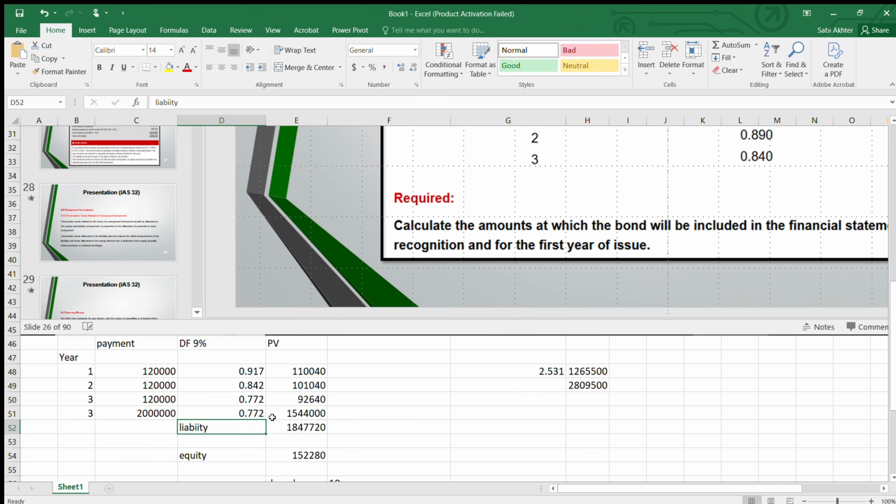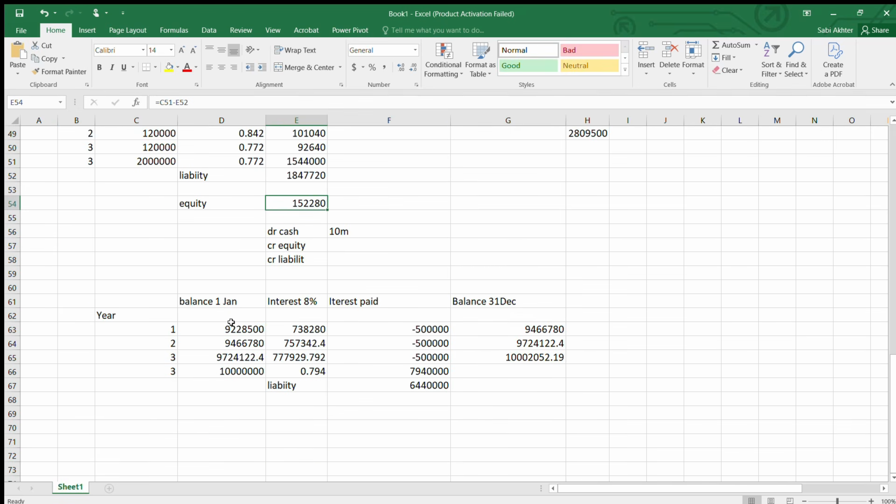184,720, right? This is the amount of your liability. So your equity component will be just simply this minus this. It is this. 152,280 is your equity component. Now, they told you what will be recognized during the first year. That means first year means this year. This they are asking, this one line. So here we'll put the balance. It is simply this amount that we'll copy paste here.